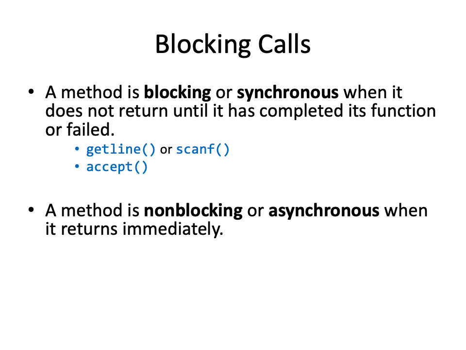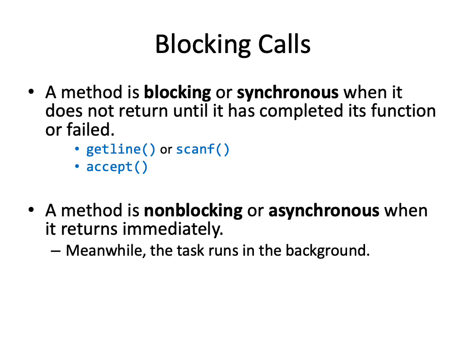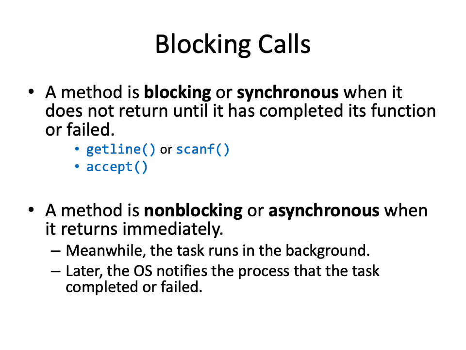A method is non-blocking or asynchronous when it returns immediately. When that happens, the task that you request is going to run in the background in the meantime, and then later on, the operating system can notify the process that the task completed or failed. Or maybe that process can ask, hey, has this thing that I asked for finished yet? Is this IO complete?